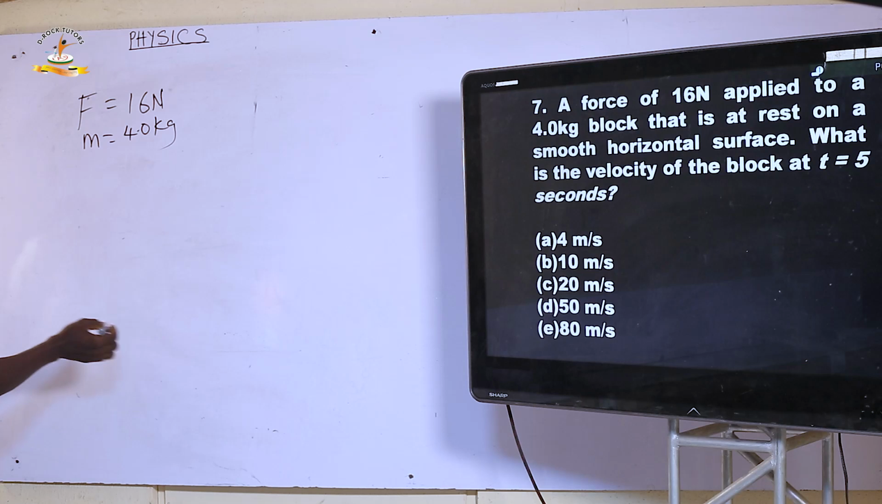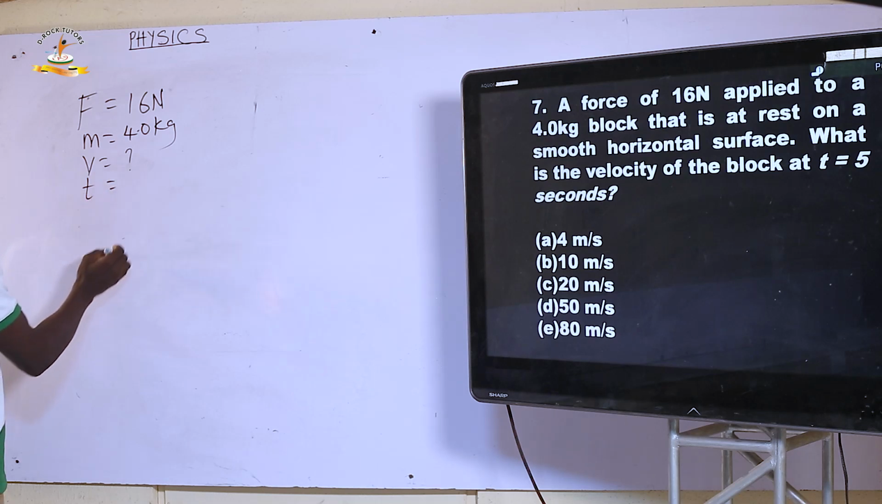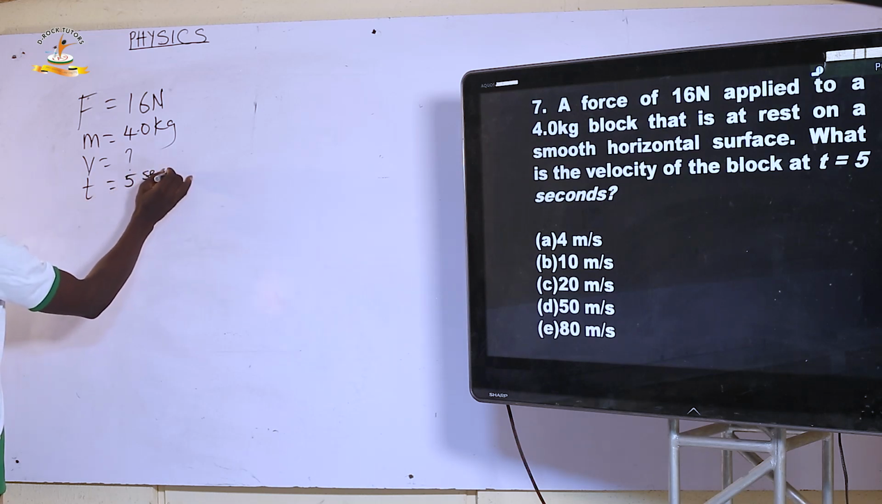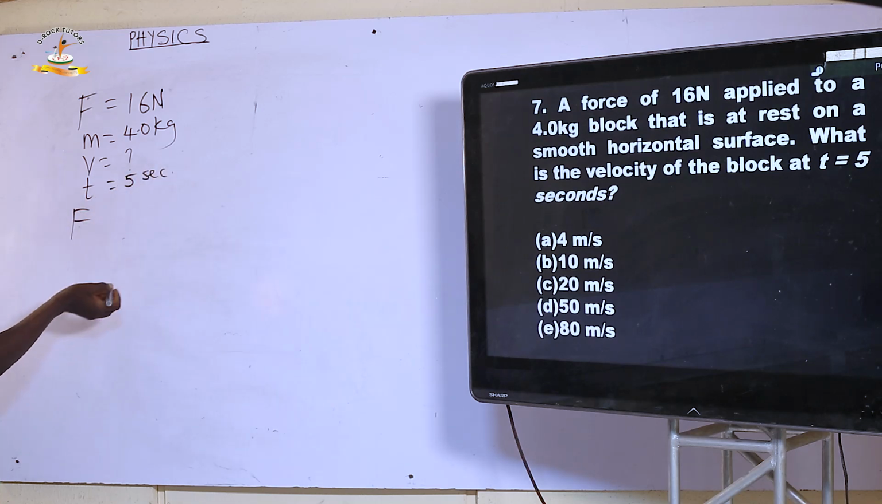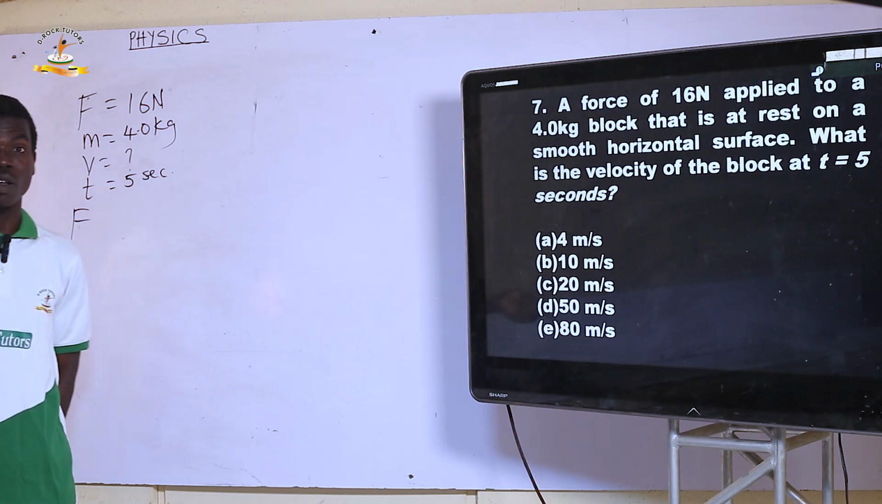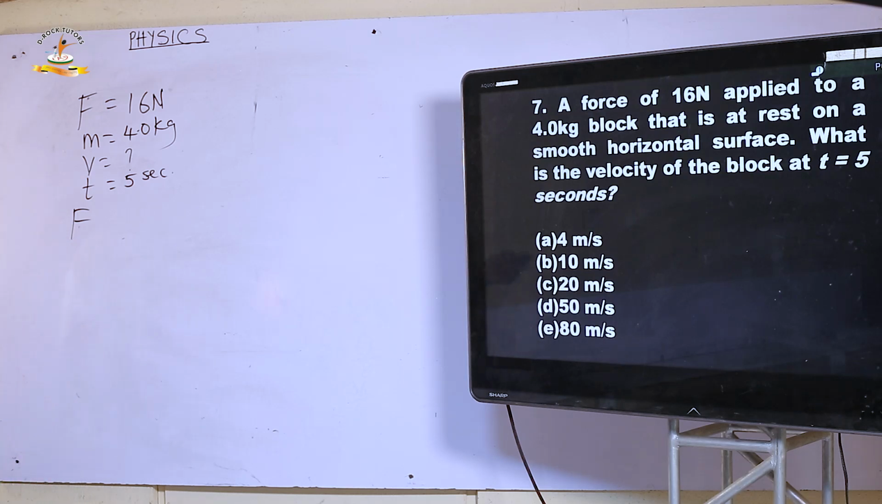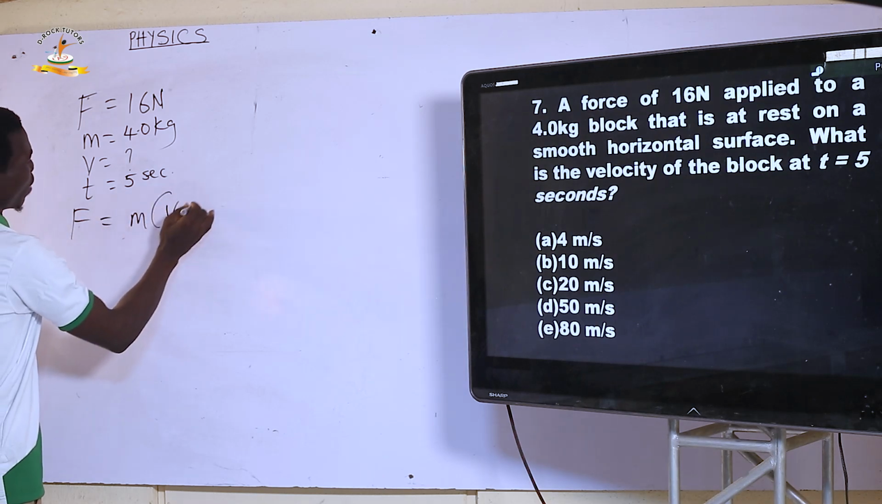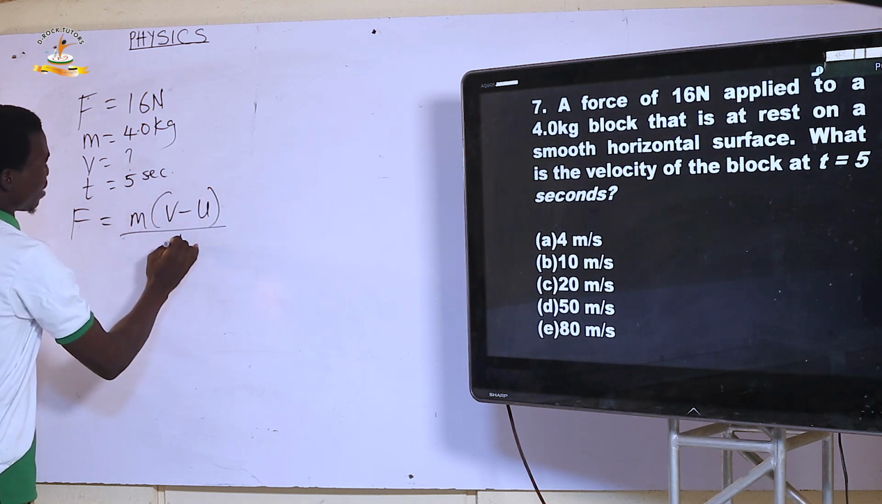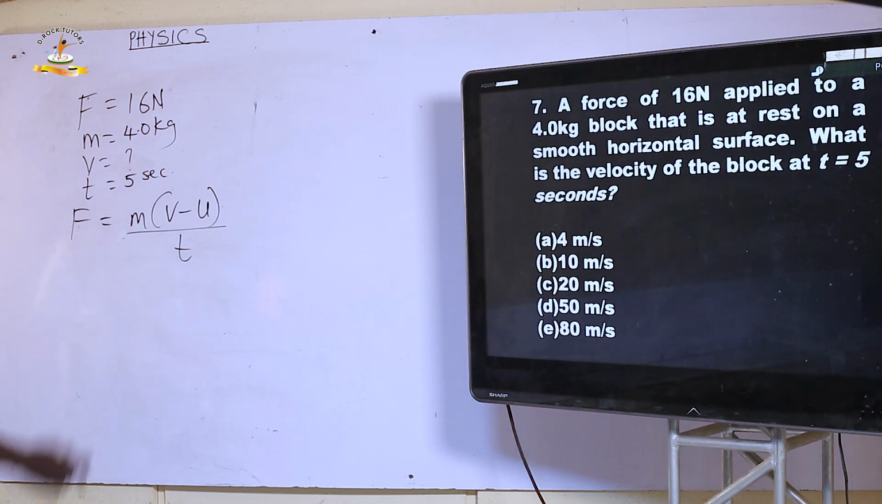Let's go. What is the velocity? We're looking for velocity equals question mark, and time t equals 5 seconds. However, force equals what? According to Newton's second law of motion, the time rate of change of momentum is directly proportional to the applied force and takes place in the direction of the force. So F equals m(v minus u) all over t. With this, we're going to get the velocity.